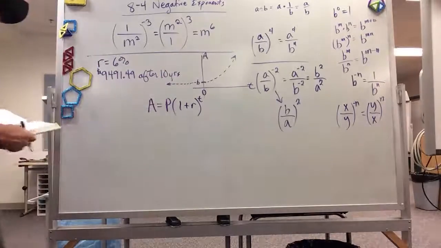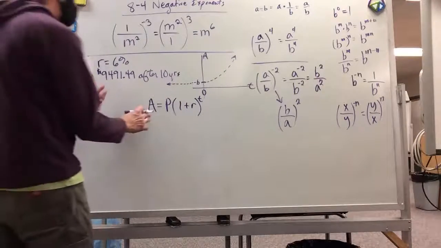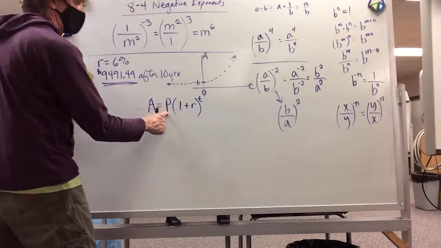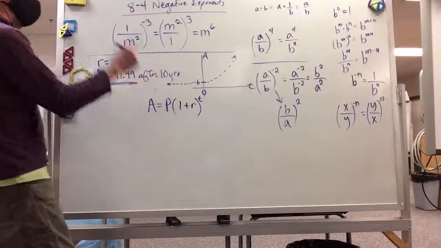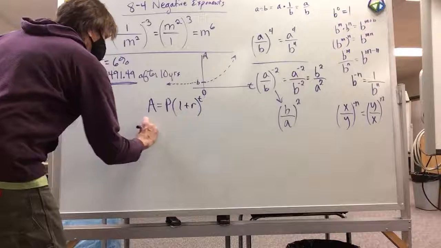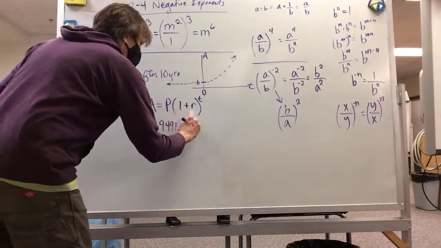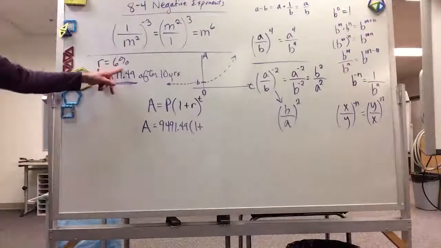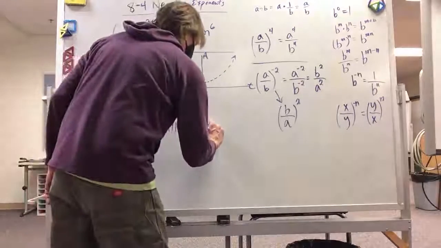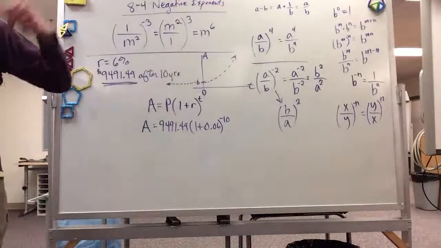So what we have to do is figure out what he started with. Here's what you can do. You can say that this is the starting amount, but when you go to t, you go back in time 10 years and you use a negative exponent. So this is going to tell us what he started with. He's got 9491.49 times 1 plus, how do I write 6%? 0.06. And then it's to the negative 10 because it's back in time 10 years.